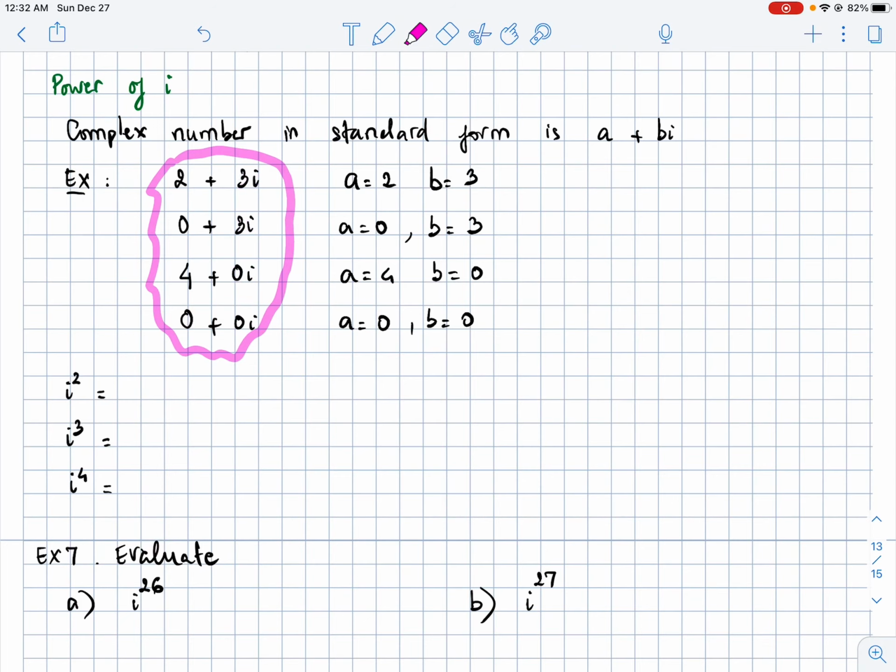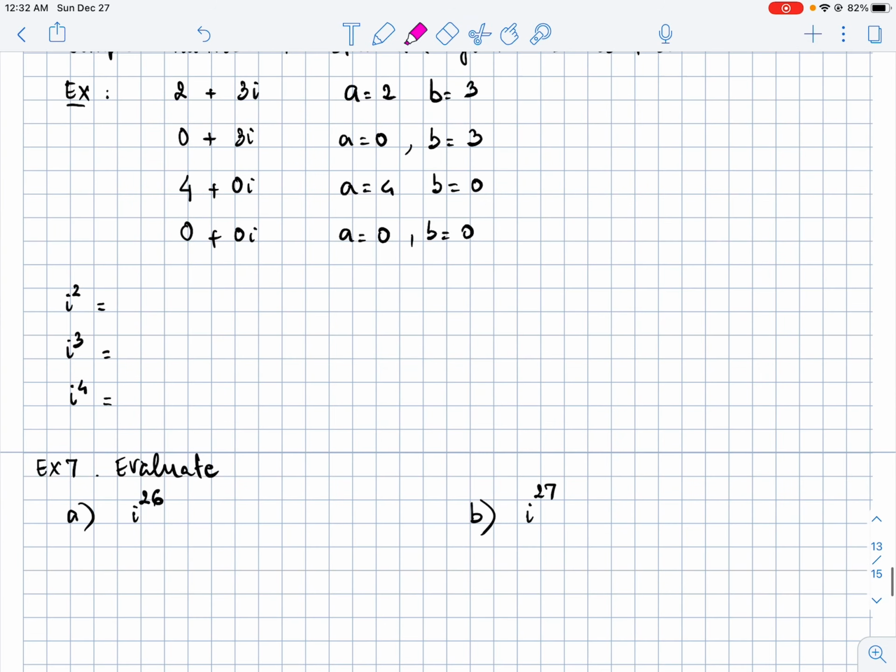What if we have the i with the exponent 2, 3, 4 or more? Our job is we need to reduce those exponents so they become just i or a number. Either i to the exponent 1 or a number. For example, i squared is negative 1, we know from the formula before. i to the third power is i squared times i, and i squared is negative 1, times 1i, so it gives us negative i.